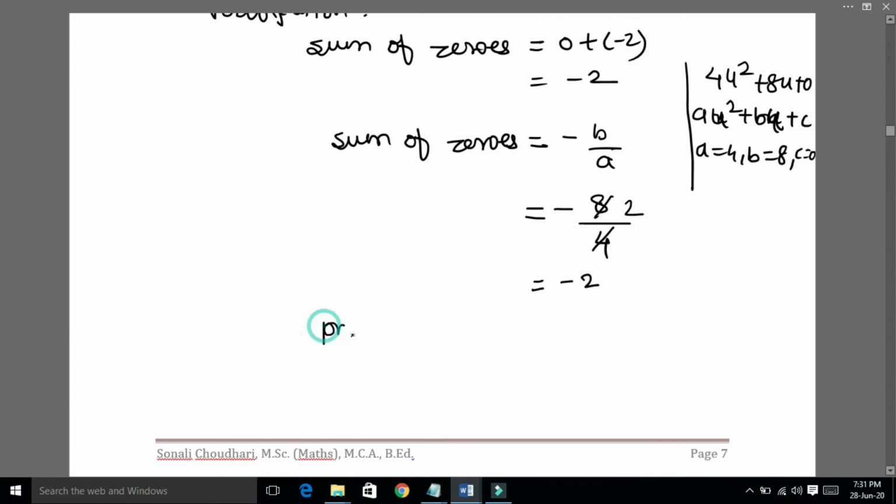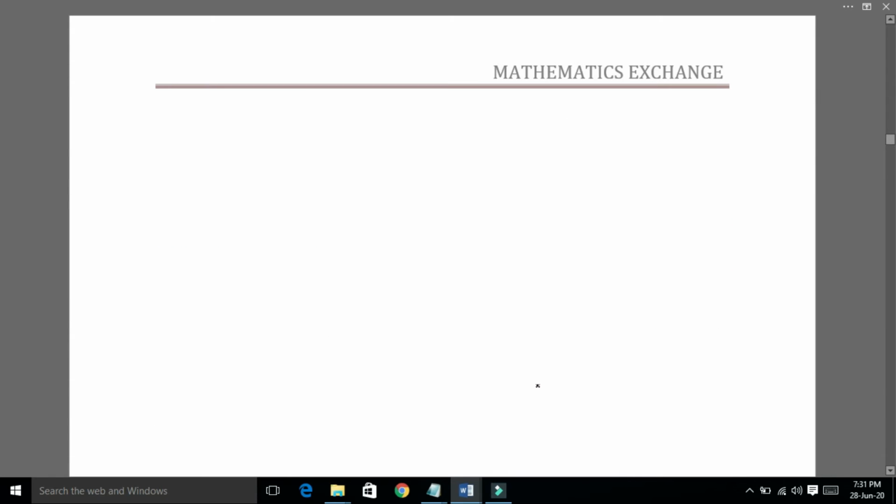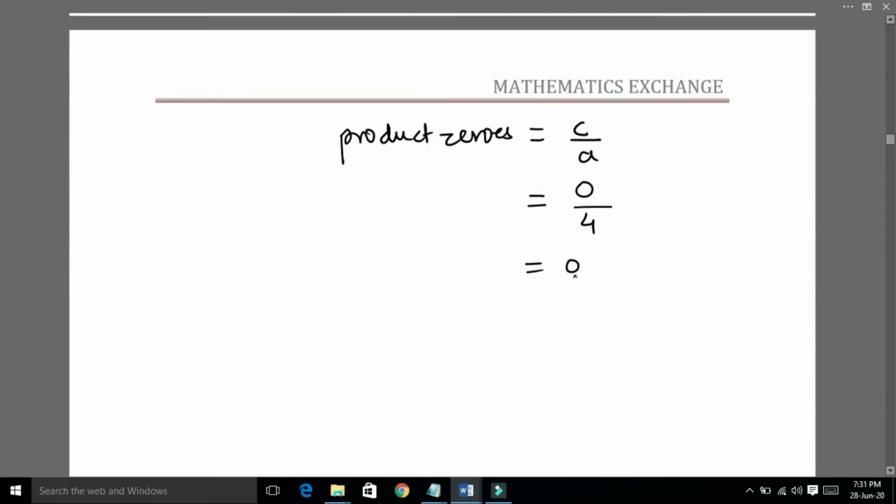Now we check for the product of zeros. So the actual product is 0 into minus 2, that is 0. Now the product of zeros has the formula c by a. In this case c is 0 here and the value of a is 4 here. So 0 by 4 is 0 again. Hence the product of zeros has the same values in both the cases. Hence verified here.